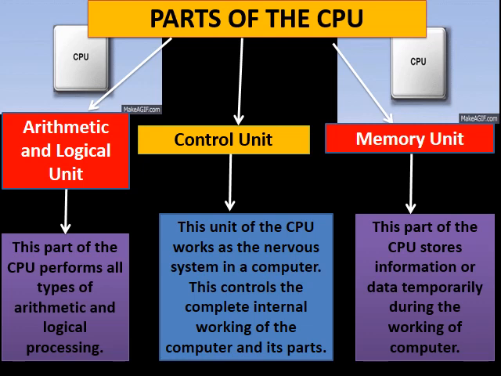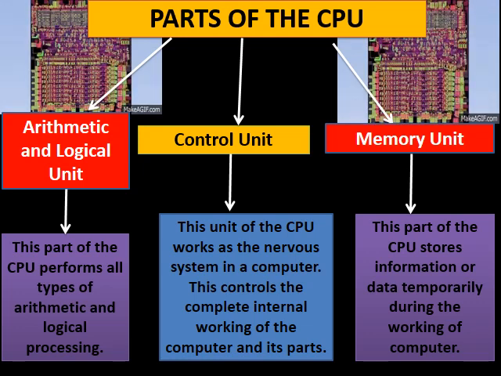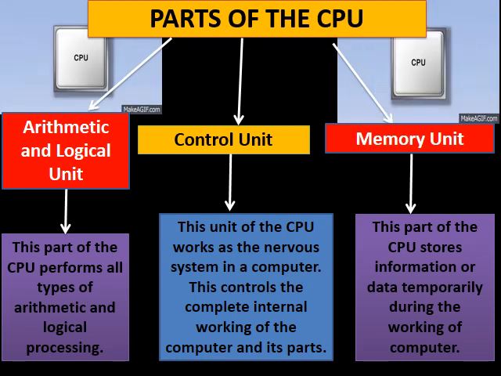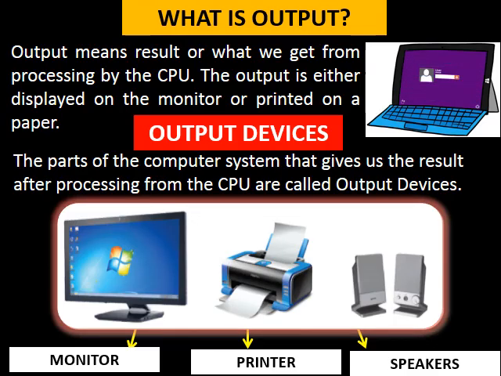Memory unit. This part of the CPU stores information or data temporarily during the working of computer. What is output? Output means result or what we get from processing by the CPU. The output is either displayed on the monitor or printed on a paper.